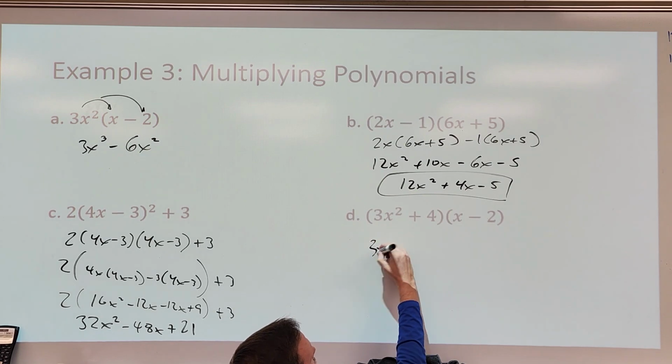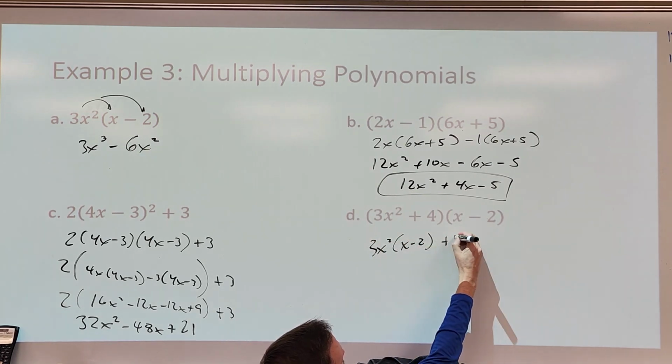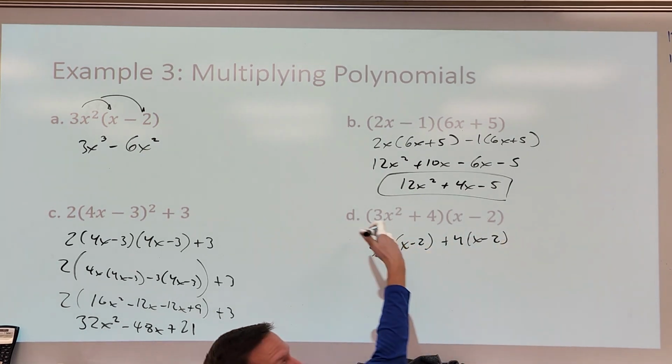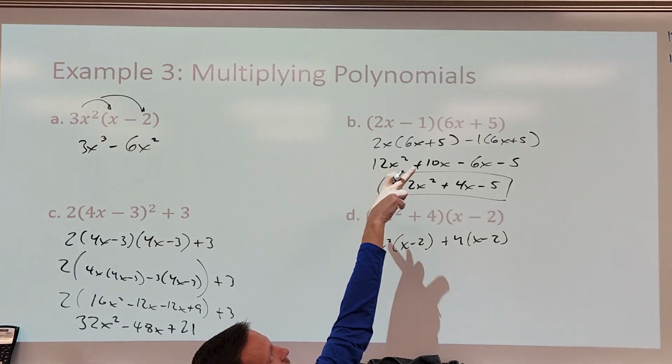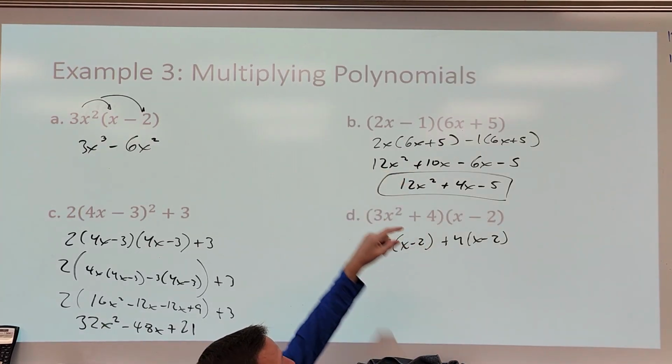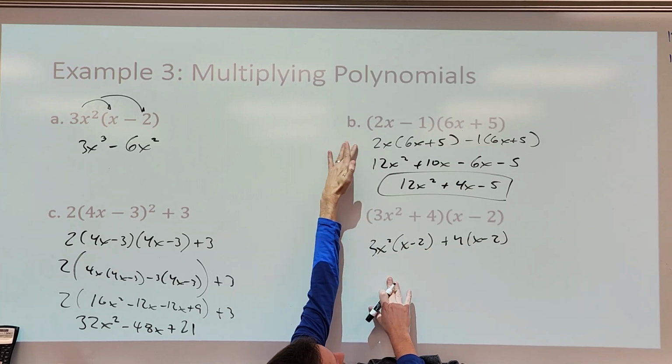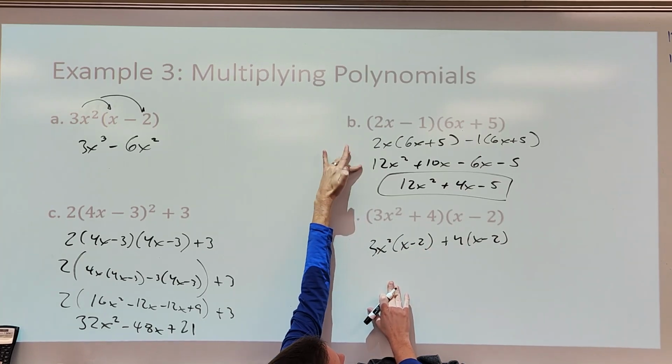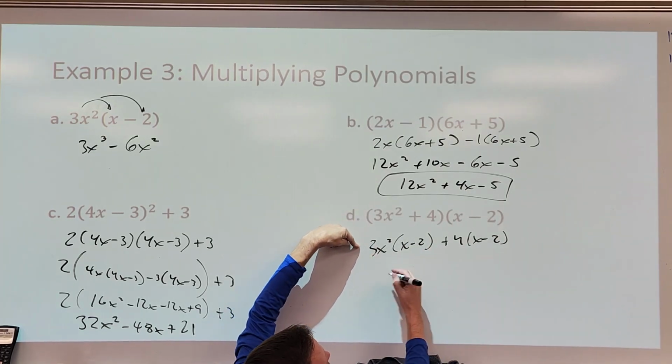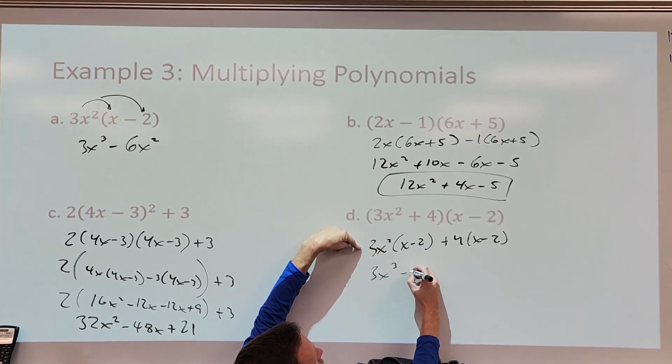This one, again, 3x squared, we're multiplying that by x minus 2, and we're multiplying 4 times x minus 2. So when it stops being something that you can just kind of multiply quickly in your head, that's why I love modeling the work that we know how to do without skipping that step, so that when it gets to harder questions, we can do that multiplication correctly.